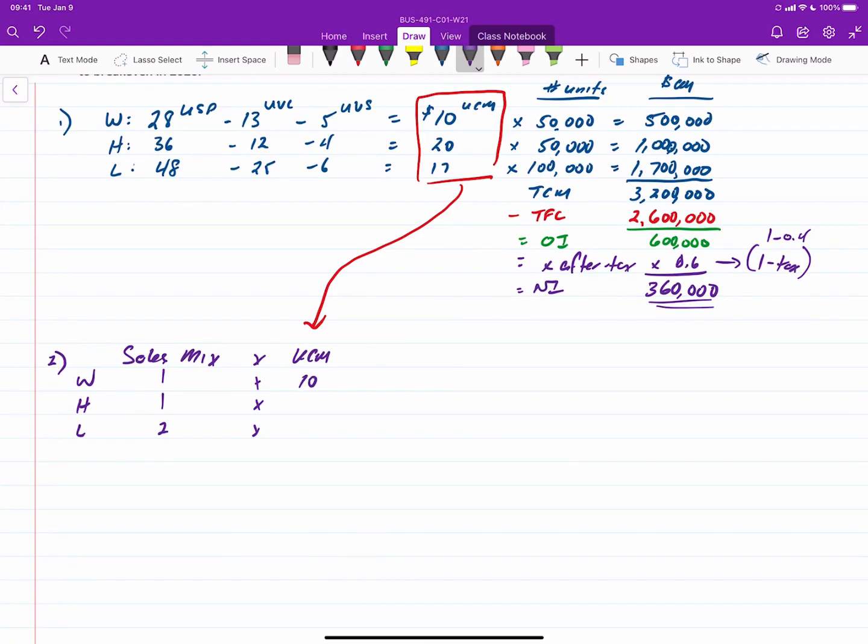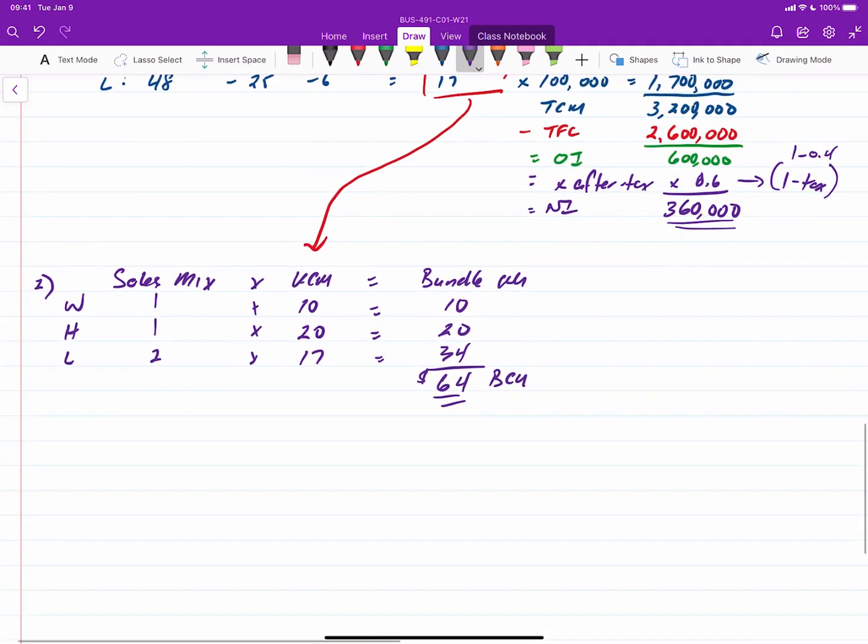Weeders have a $10 contribution margin, hedge clippers a $20 contribution margin, and leaf blowers a $17 contribution margin. Well, that's going to give us part of our calculation for the bundle: $10, $20, and $34 for a total of $64 in bundle CM. Well, the break-even point, which I like to call Q star, is equal to fixed costs over, in this case, not the unit contribution margin, the bundle contribution margin.